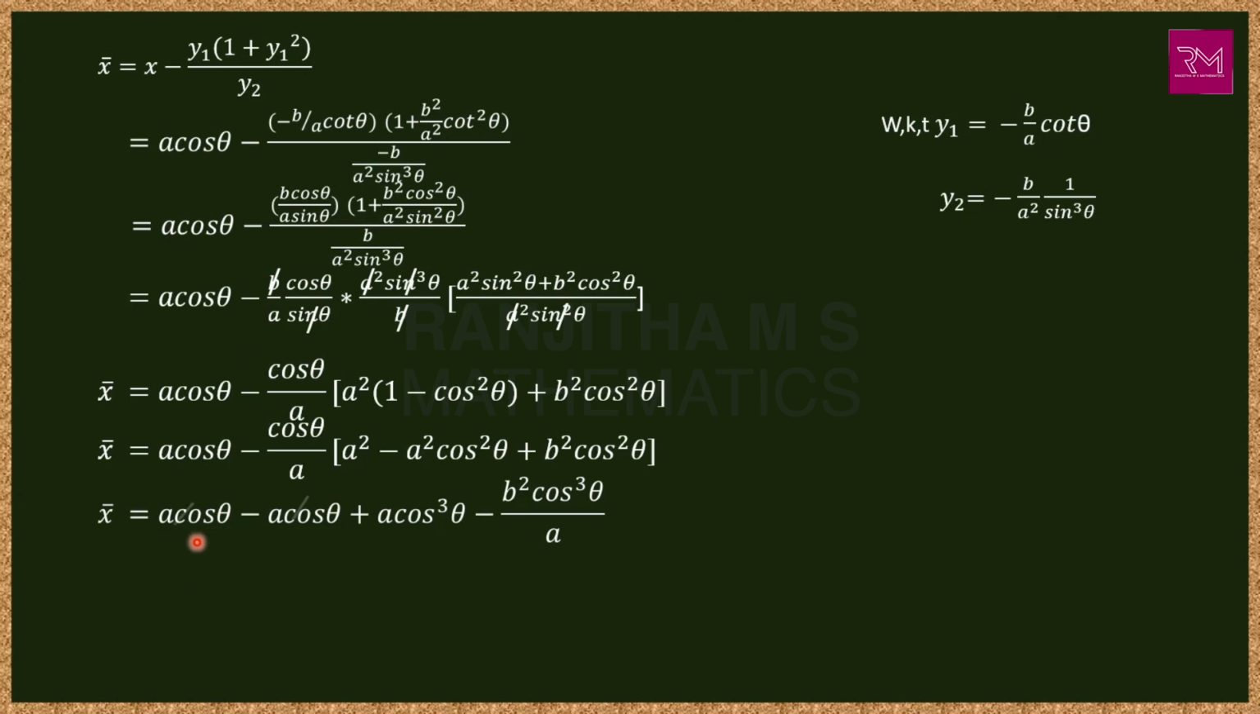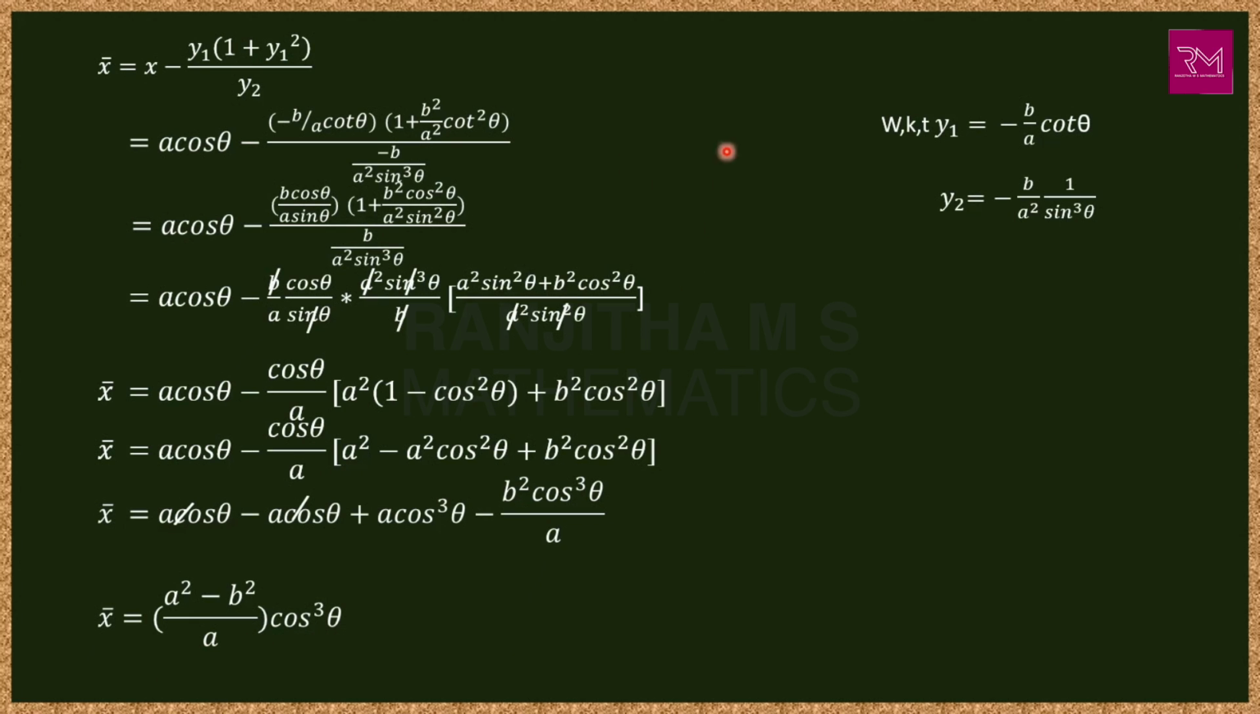Here plus a cos theta minus a cos theta gets cancelled. The remaining is a cos cube theta minus b square cos cube theta divided by a. Now take a as LCM and simplify as a square cos cube theta minus b square cos cube theta divided by a. Hence we can take cos cube theta as common and simplify as x bar, which is equal to a square minus b square divided by a into cos cube theta. This is our x bar.